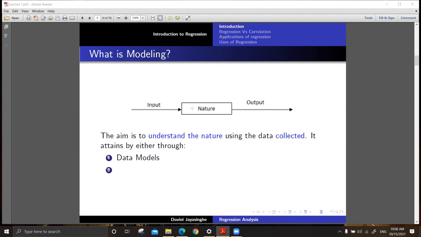So what is modeling? Basically we input something to the nature and we get an output. So the aim is to understand the nature using the data collected. It is attained by either data models or algorithmic models. We collect a set of data from NASA and we clean it up, we analyze it, we put it into some calculation or some process, and then we take the output. It's simply the input, process, output thing.